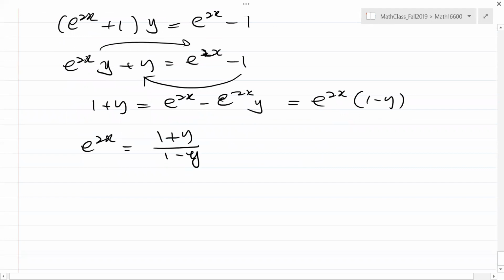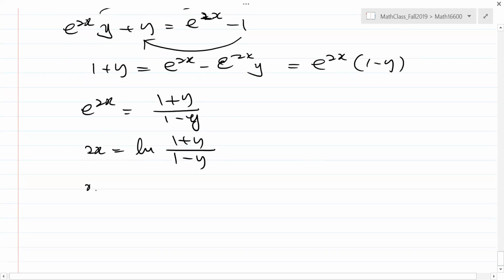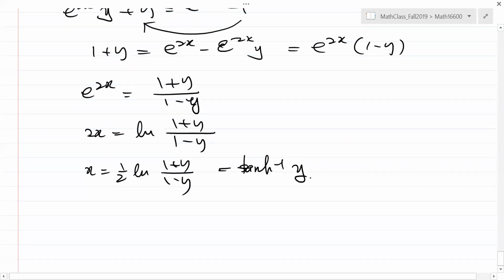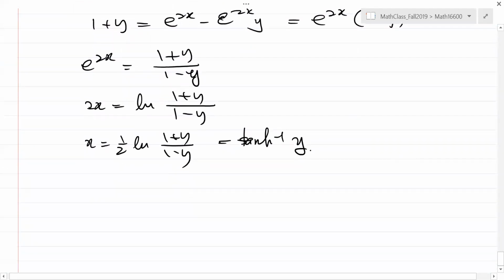And what I'm going to do is solve for 2x. Just put the natural log on both sides. Then I divide by 2. So this is my inverse function. This is nothing but the inverse of hyperbolic tangent x, tangent y.